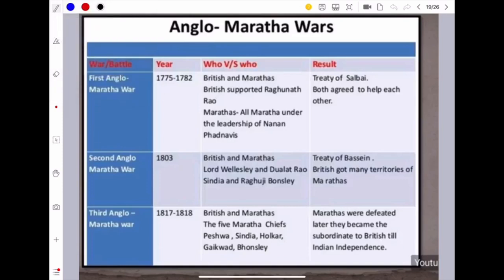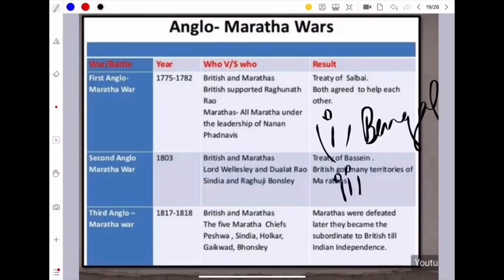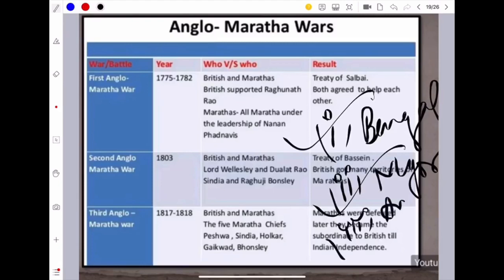Anglo-Maratha War. We had talked about the war with Bengal, and we also talked about the Mysore Wars: Bengal's War, Battle of Plassey, and Mysore War. Number three, we get to talk about the Anglo-Maratha War.